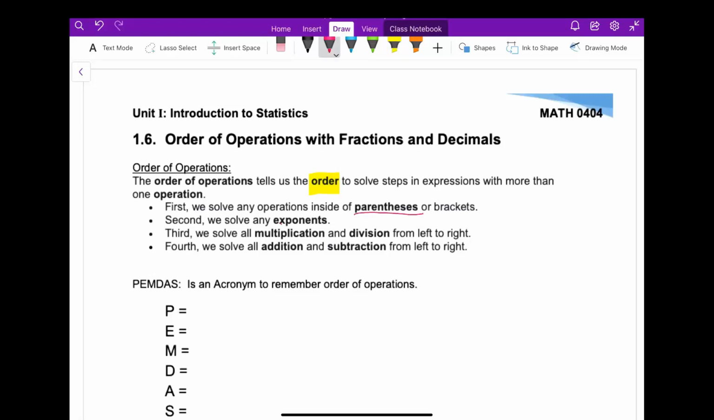Second, we solve any exponents. Third, we solve all multiplication and division from left to right. This is a really important step that I need to emphasize. This is grouped, and we often see the acronym PEMDAS, as you can see right here. But the order is not specifically multiply, then divide. The step is multiply or divide from left to right, whichever you see first.